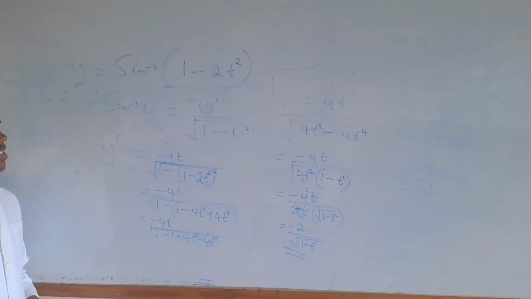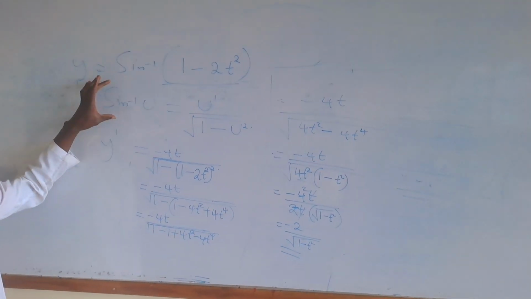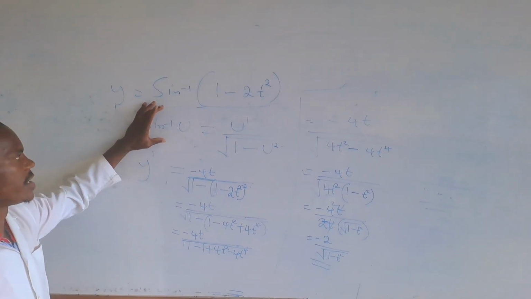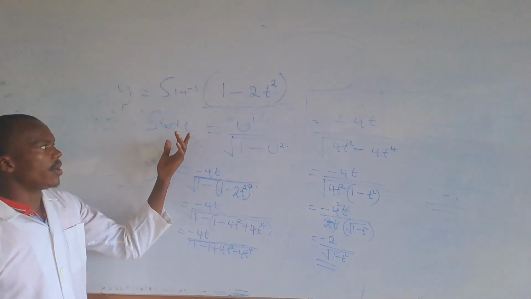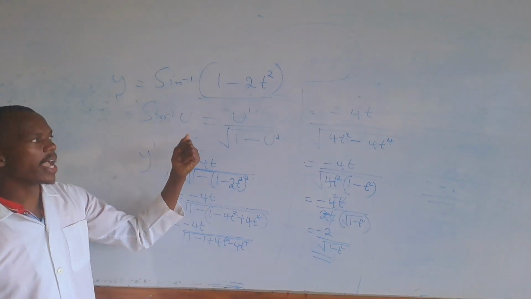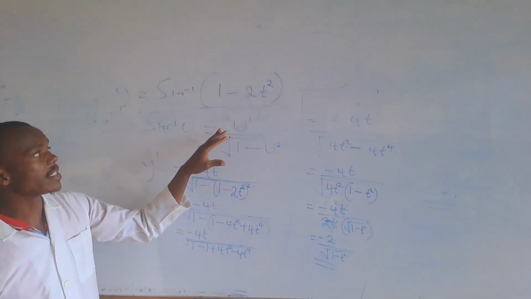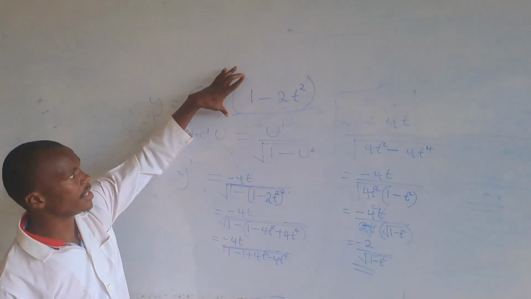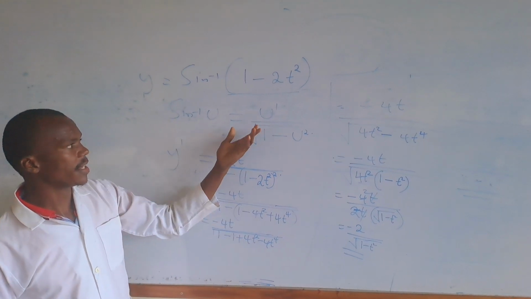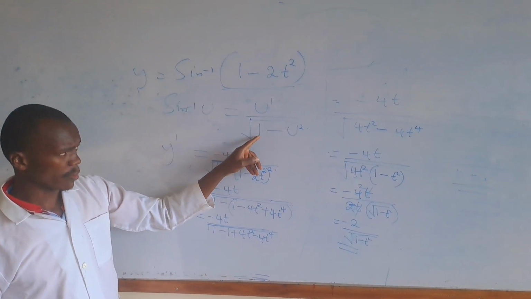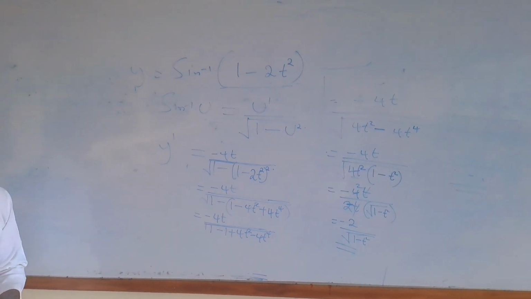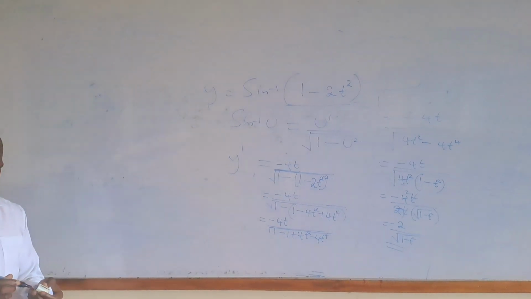As simple as that. So what I want you to master now is the sine inverse. How do we get the derivative of sine inverse? To get the derivative of sine inverse of u, that is just u prime, which is now the derivative of u, and in this case the u is 1 minus 2t squared, over the square root of 1 minus u squared. Just as simple as that.